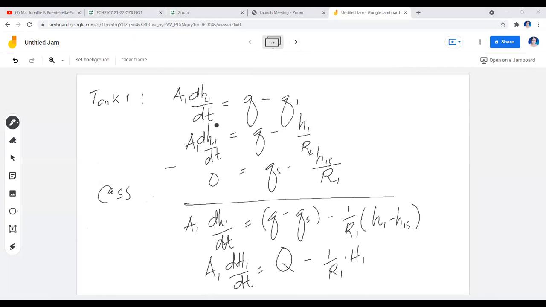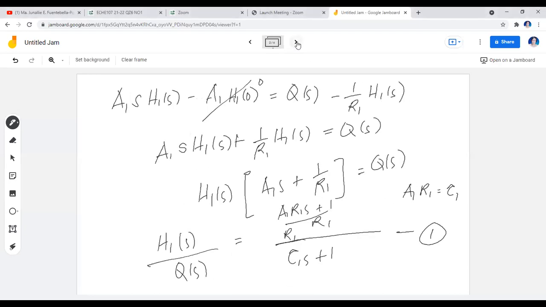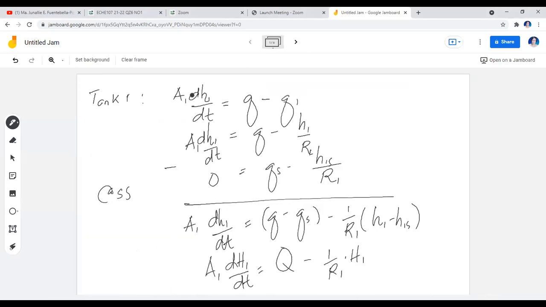Okay, here in tank 1, if this is your original DE, and for non-interacting tanks you only have H1 over R1, you change this one to H1 minus H2 over R1. So in your first DE, you will take the Laplace transform, of course, after you have written everything in deviation form. You cannot write the transfer function in this form, but rather you will have one long equation that relates H1 to Q, and then you have another term here which is H1 and H2 being subtracted.